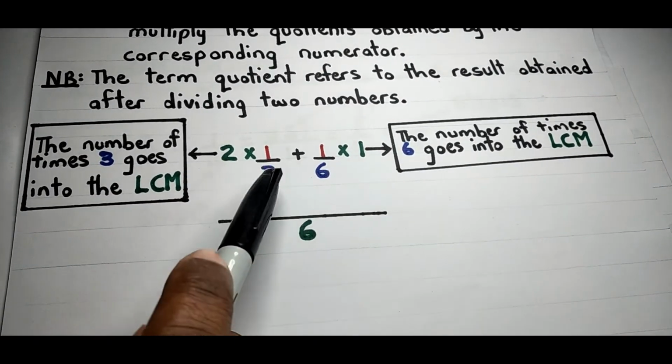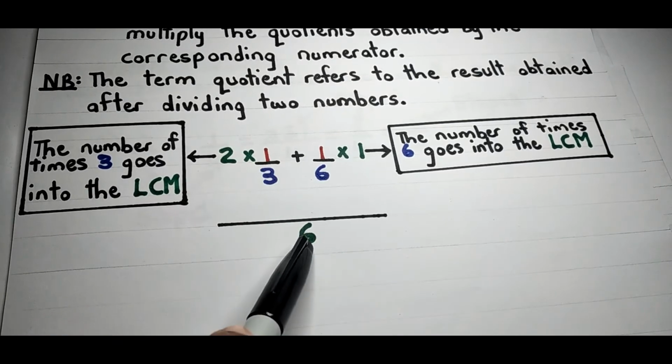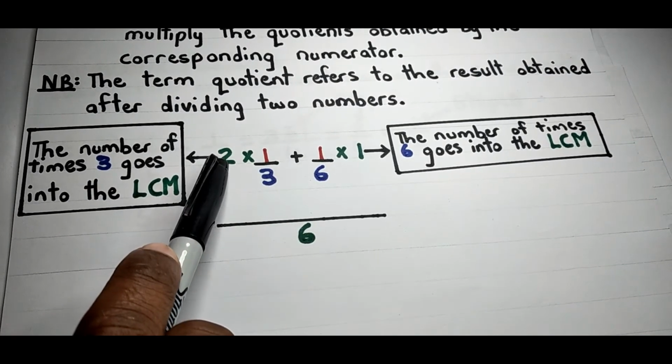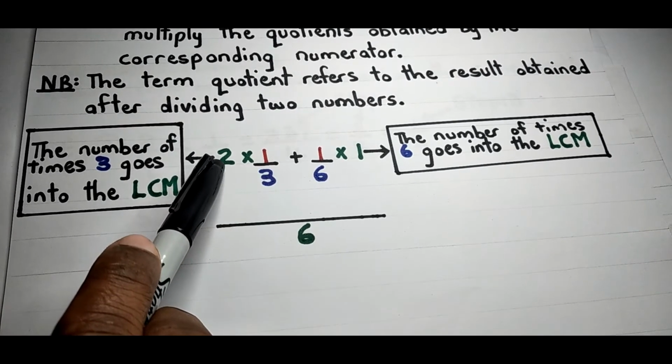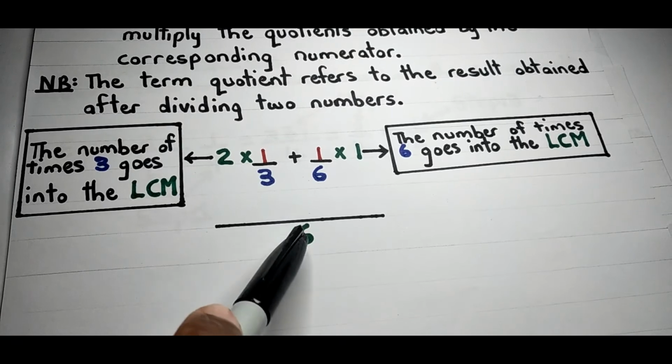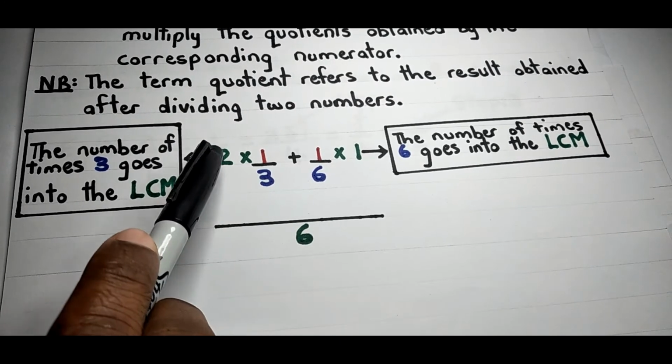This is what they're talking about. So we say what? 3 goes into 6 2 times. All right, so that's what we do. So the quotient is pretty much the number of times 3 goes into 6. So 3 goes into 6 2 times.